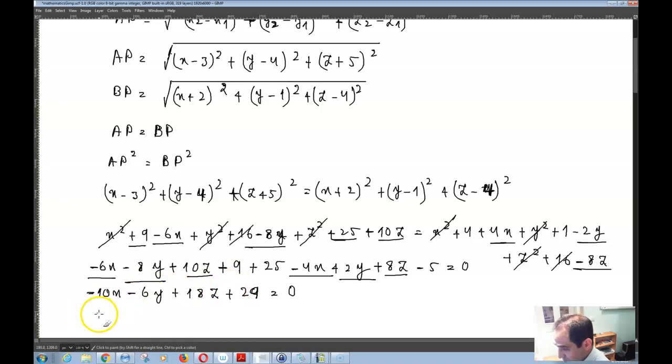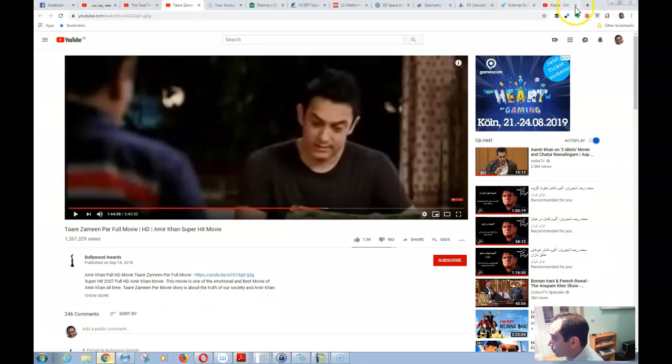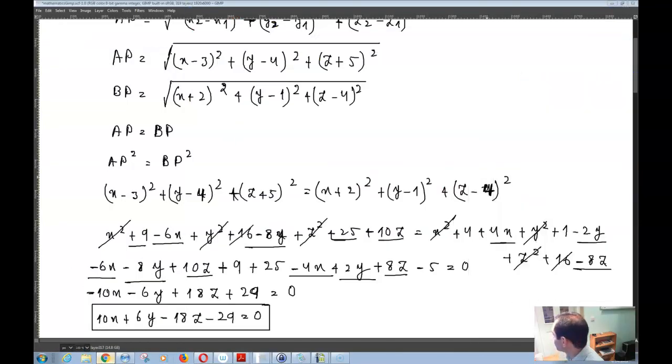Okay, so we can rewrite this as 10x plus 6y minus 18z minus 29 is equal to 0. And that is the equation of those points. Now, if you want to see what that actually means, we can actually go over here and plot these points and see what we get.